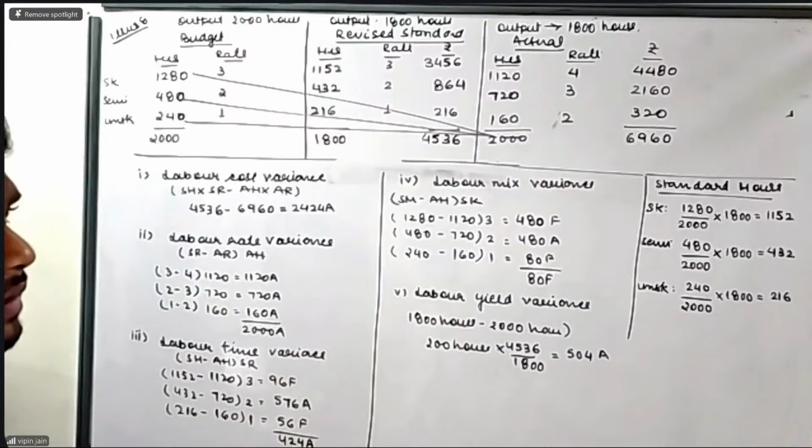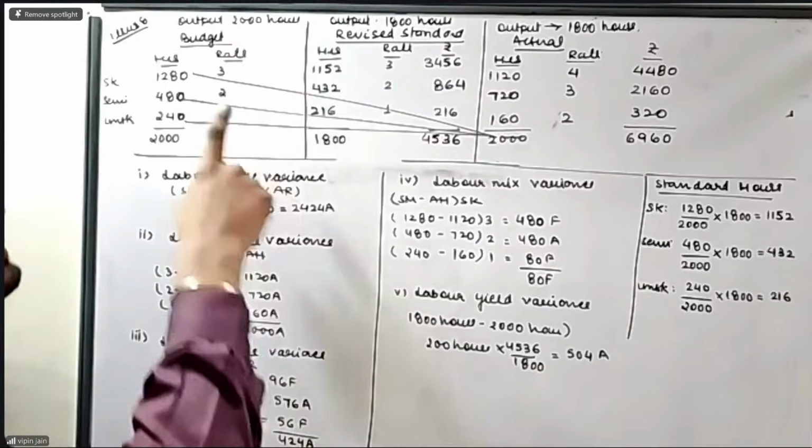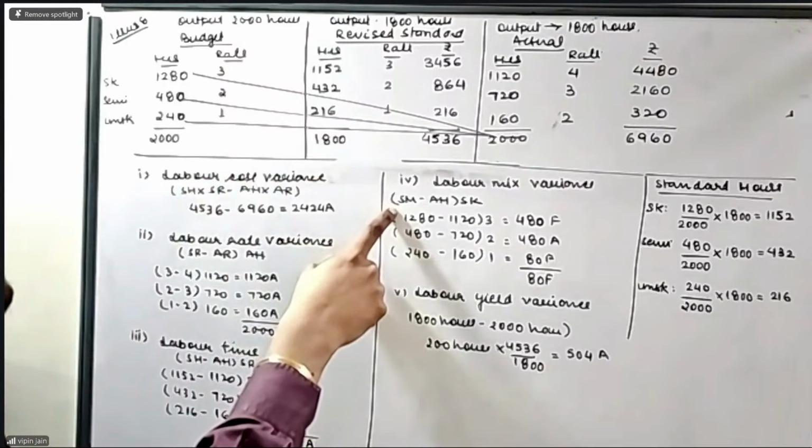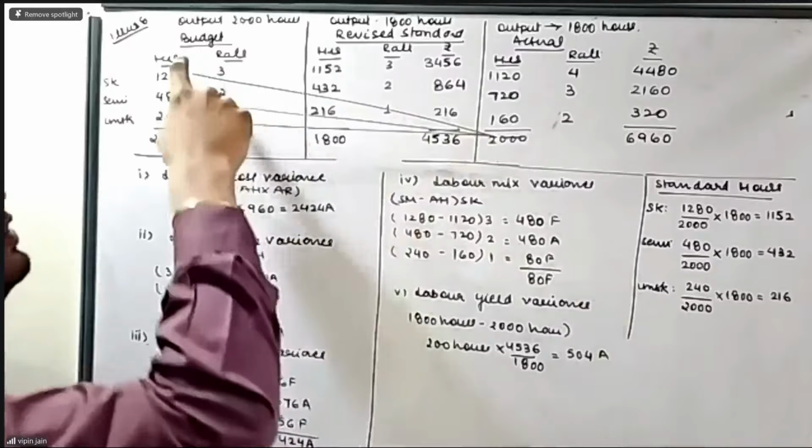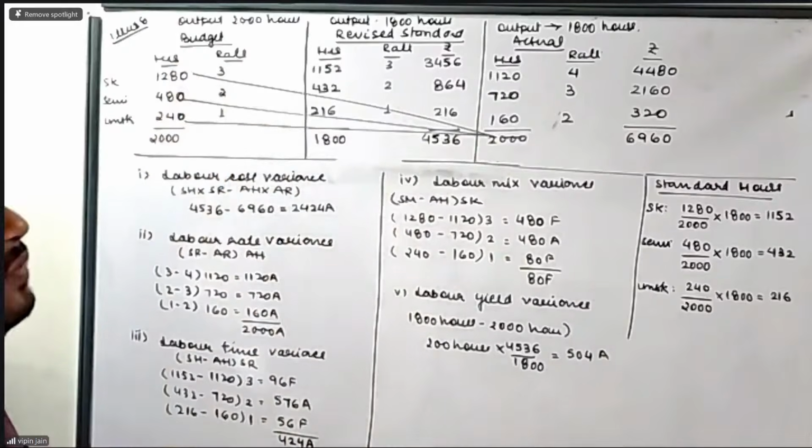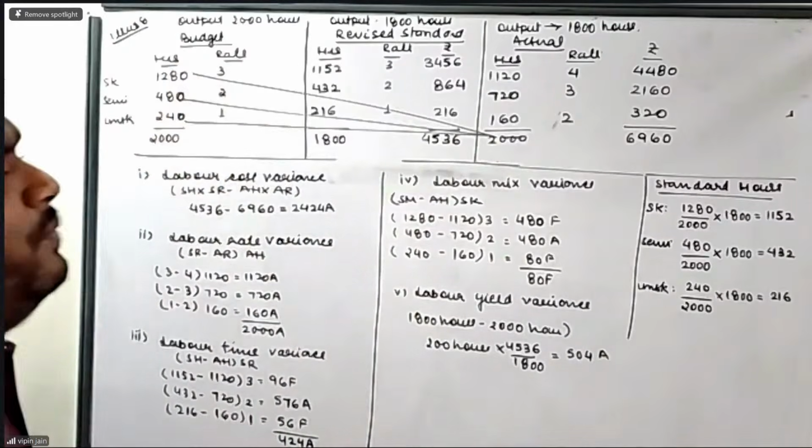And second, labor mix variance is also based on standard mix. It is not standard hours. Okay, standard 2000 should be in the ratio of this. So if you calculate the ratio, it will come out the same only.